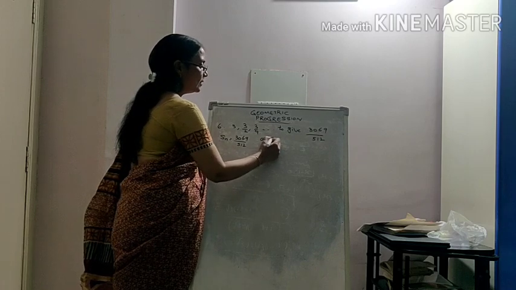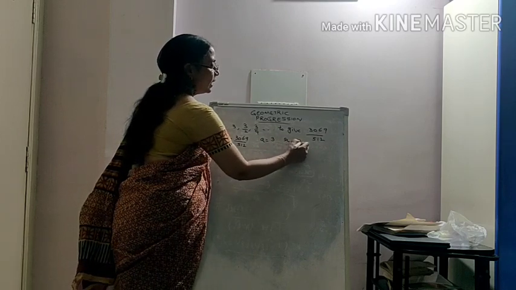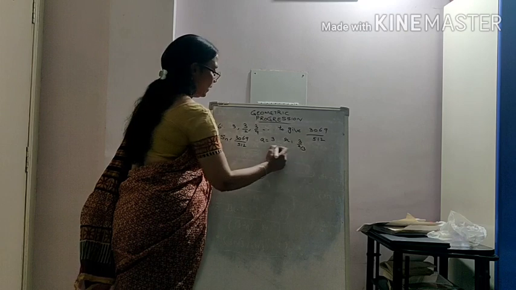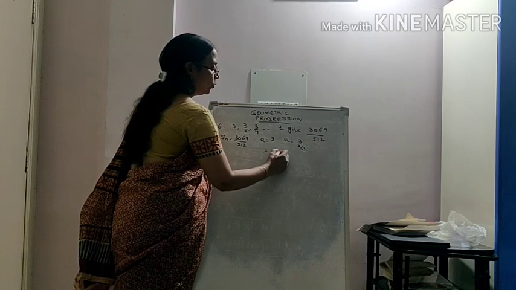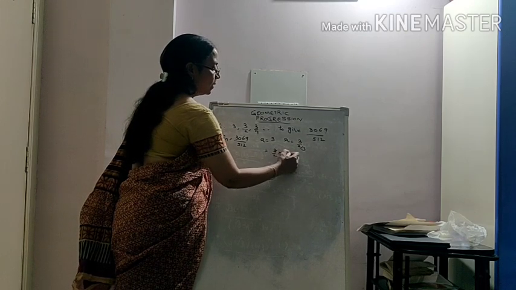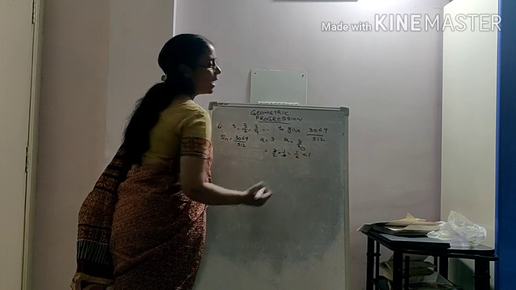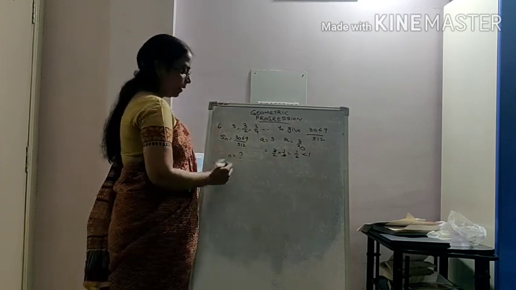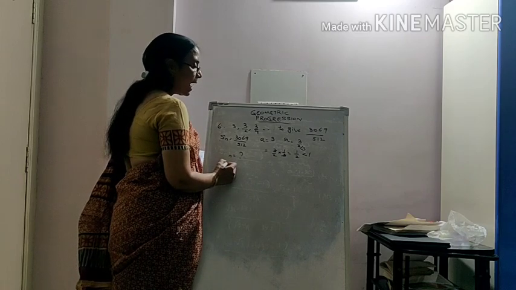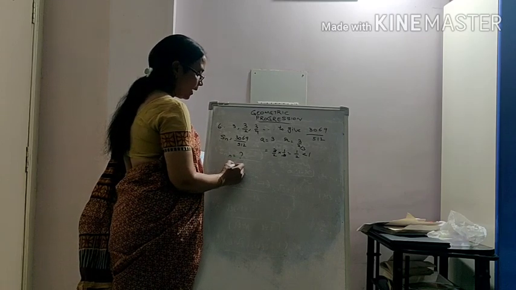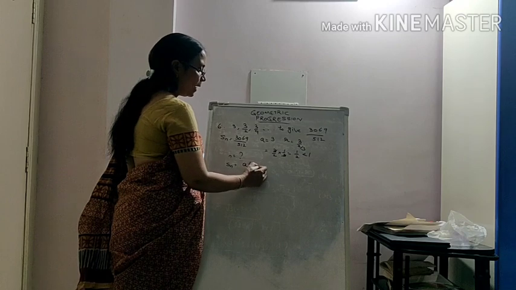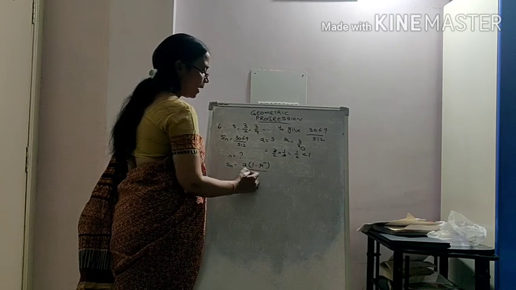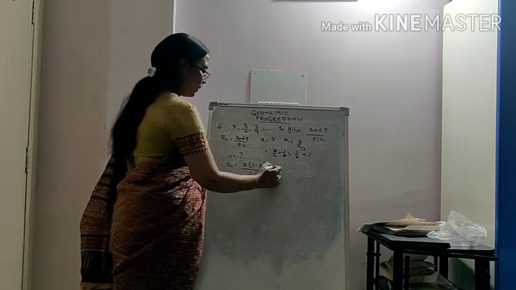a is given as 3. Ratio is 3 by 2 upon 3, that is 3 by 2 into 1 upon 3, 1 by 2, less than 1. We are asked to find out n. So, since r is less than 1, our formula will become a into 1 minus r to the power of n upon 1 minus r.